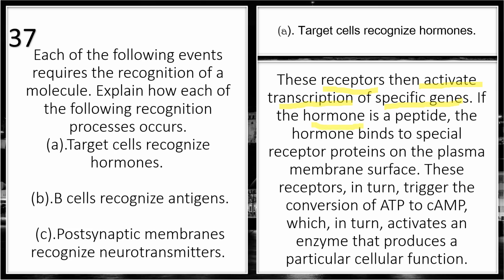If the hormone is a peptide, the hormone binds to a special receptor protein on the plasma membrane surface. These receptors in turn trigger the conversion of ATP to AMP, which in turn activates an enzyme that produces a particular cellular function.